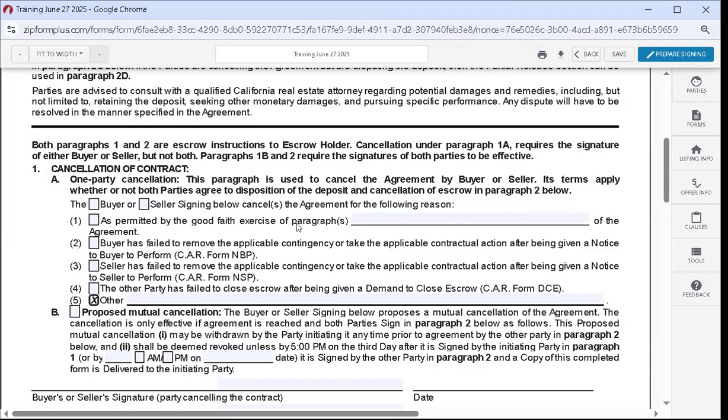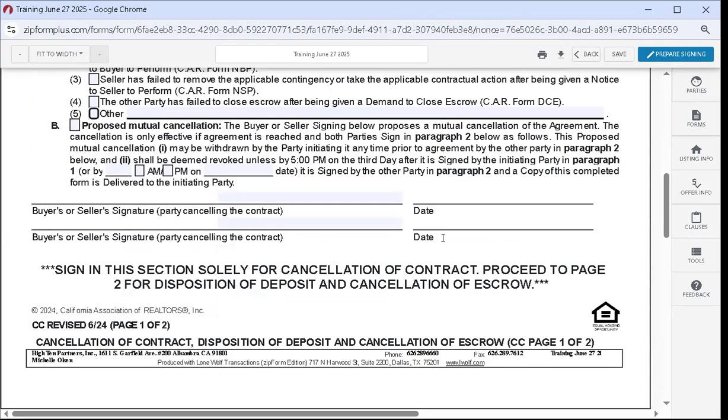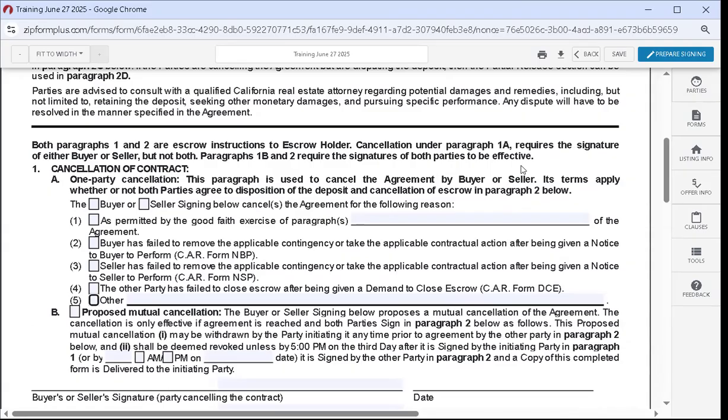It's either 8C, 8D, it could be the investigation. It could be that you can't get the insurance. Now, you can cancel providing you haven't removed your contingencies. So make sure that when you are removing contingencies, that's a very serious business. Make sure that your buyer can get the insurance, or you ask for an extension. But you always want to cancel good faith exercise of which paragraph. It's usually going to be 8C or D. Okay. So this is the canceling of the contract.